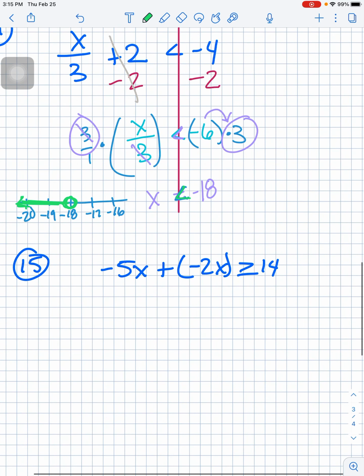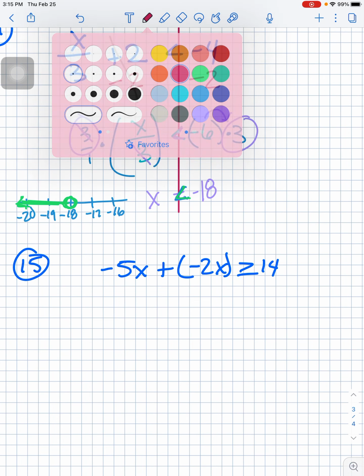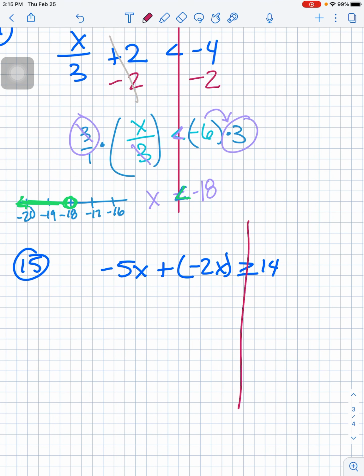Okay, last one, I'm going to try to do it a little bit quickly. I've got negative 5x plus negative 2x. So this one wants me to combine like terms. They're both x's, and they're both negative. So when I have a negative 5 and a negative 2, I actually get a lower negative: negative 7x is greater than or equal to 14.